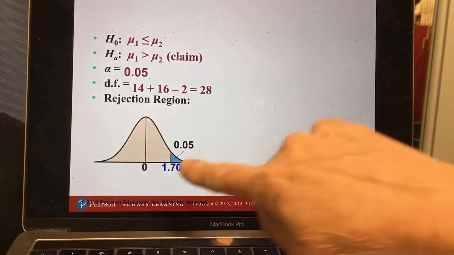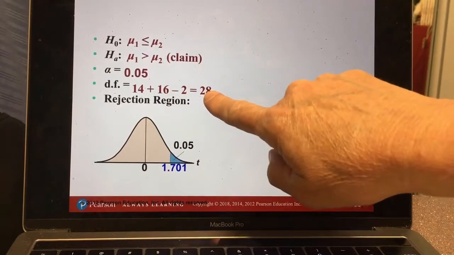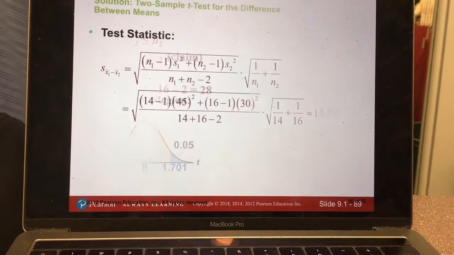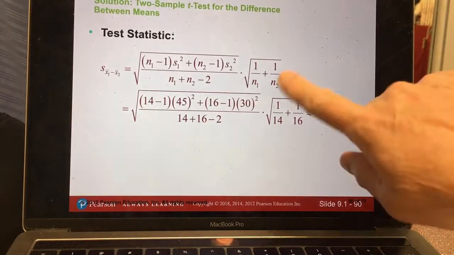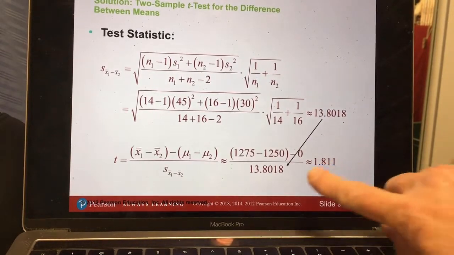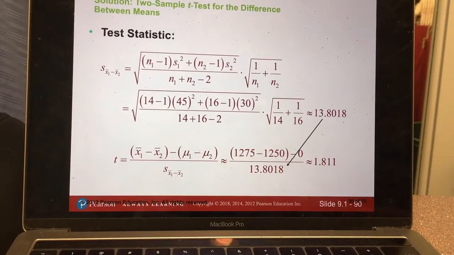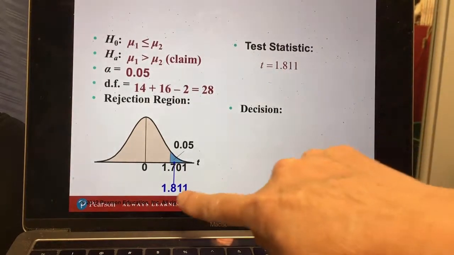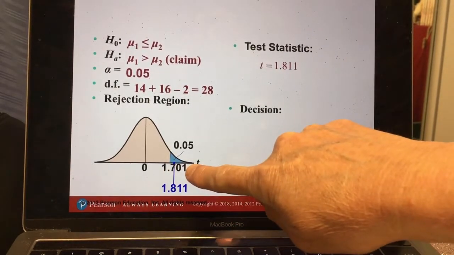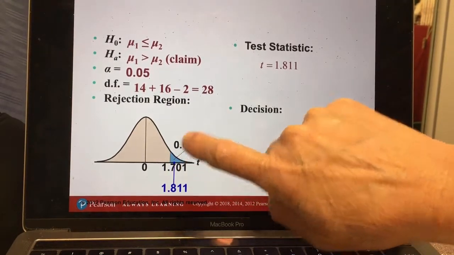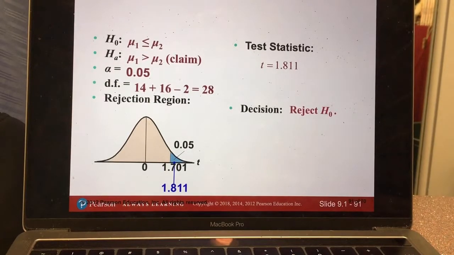Then when we go to 28 degrees of freedom, we should get our test statistic there. And then we calculate our test statistic here, and we end up getting our t-score 1.811. That's a lot of work. I'm glad we get to use technology. And there's their 1.811. 1.811 is past the critical value of 1.701. Therefore, we're going to reject the H sub O.